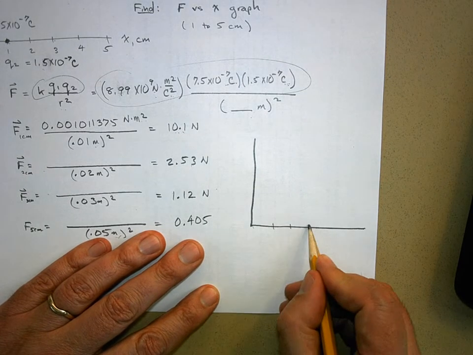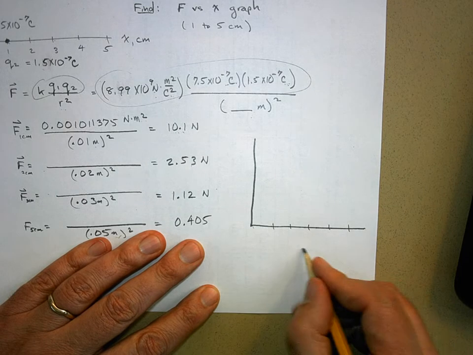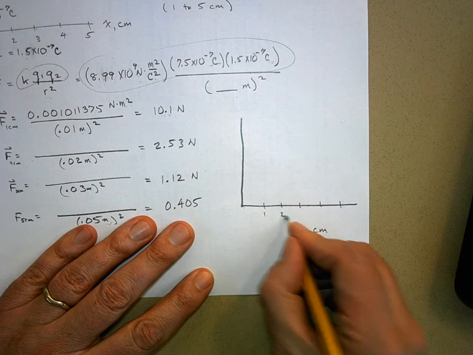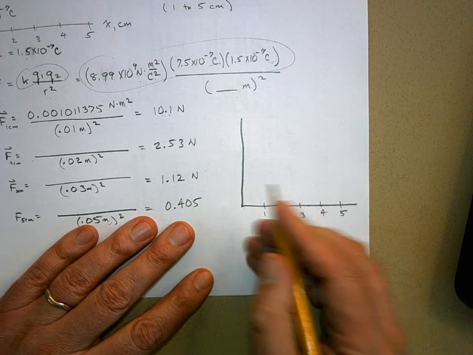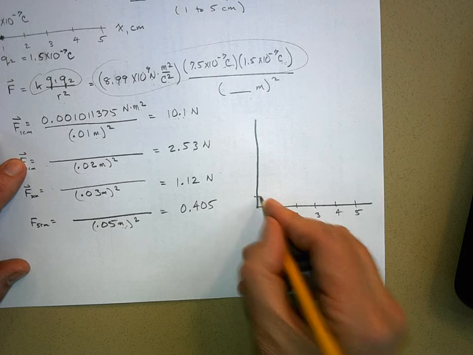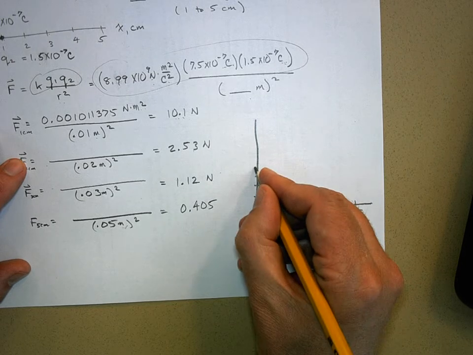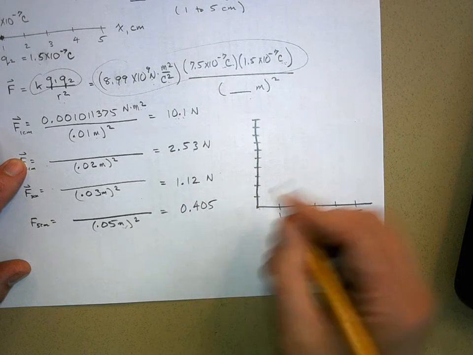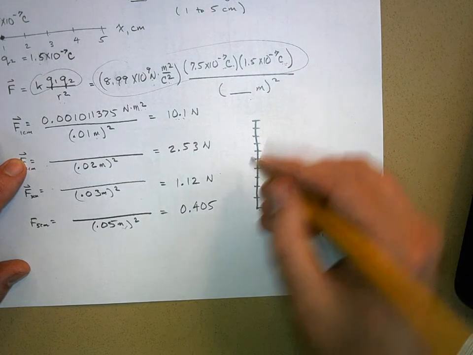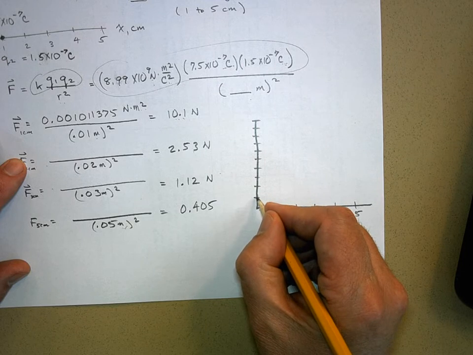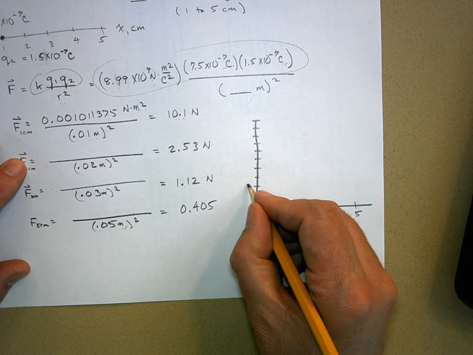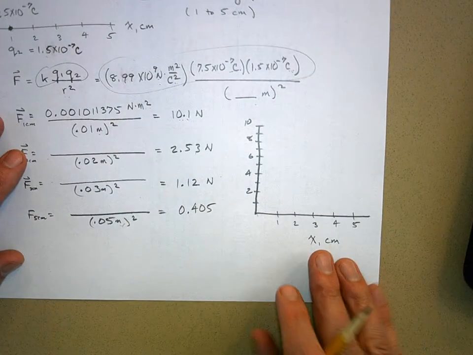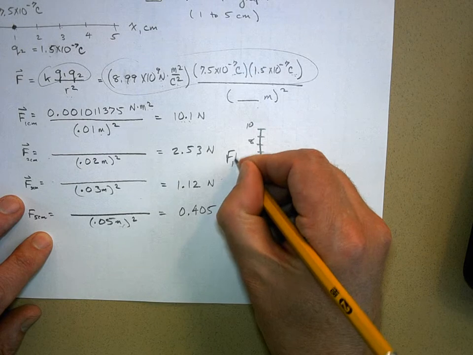Now if I want to graph this, 1, 2, 3, 4, 5. So this will be x in centimeters. And then the force is going to go roughly 1, 2, 3, 4, 5, 6, 7, 8, 9, 10. Oh, I didn't do that very well, did I? Oh, well. So 2, 4, 6, 8, 10. These should be the same. If you're using graph paper, it's a lot easier. And this is force in newtons.